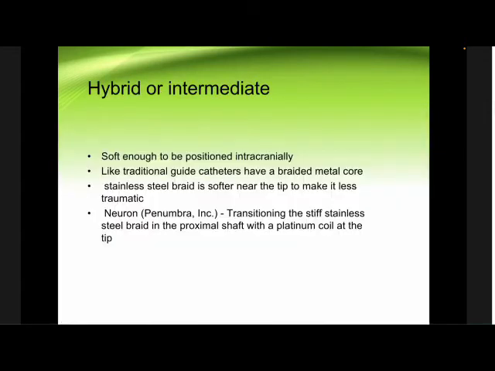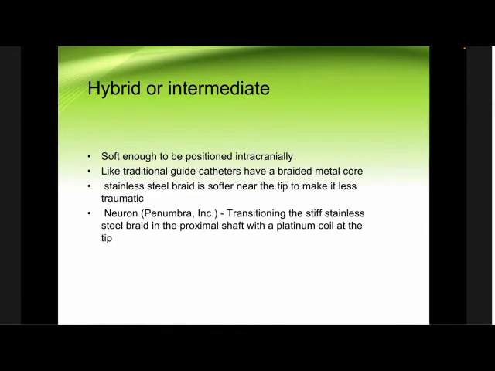Then coming to the third group of catheters, it is hybrid or intermediate catheters, which are soft enough to be positioned more distally to intracranial, carotid or vertebral segments. It has got a braided metal core like the traditional guide catheters, but it is softer near the tip to make it less traumatic. Classical example is Neuron.